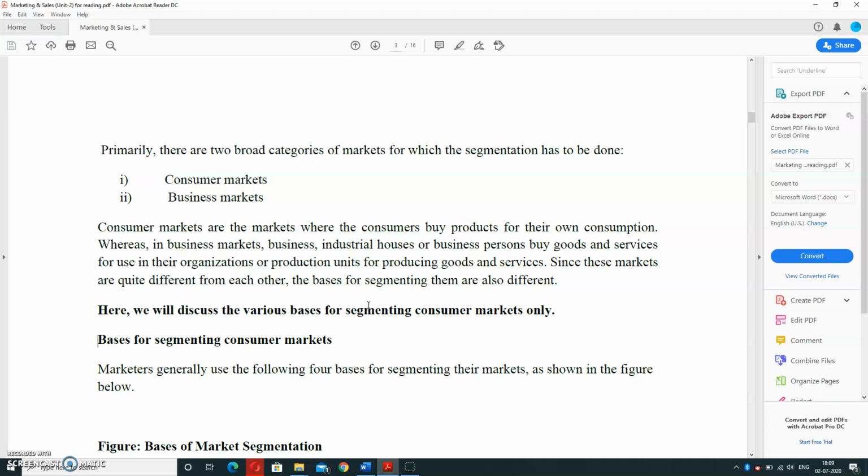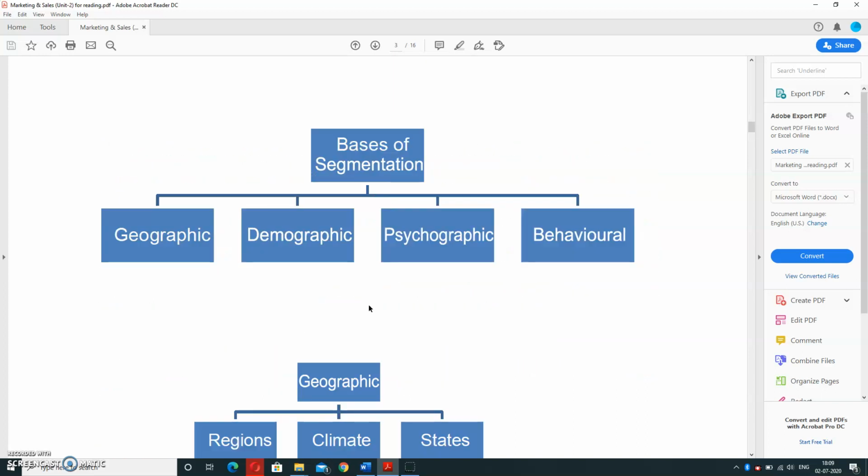Now multiple bases are there. The basis for segmentation of marketing can be divided into four categories. The first category is geographic segmentation, the second one is demographic, the third one is psychographic, and the fourth one is behavioral. Now let's start with geographic segmentation. Geographic segmentation is further divided into three categories: on the basis of different regions, on the basis of climate changes, on the basis of different states.